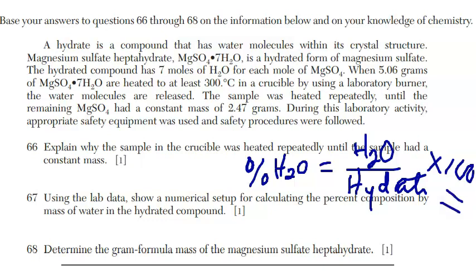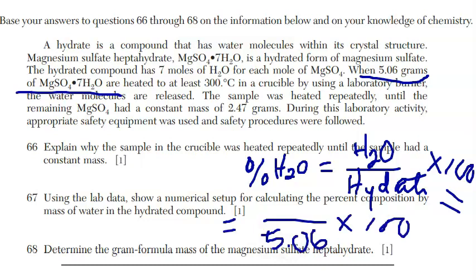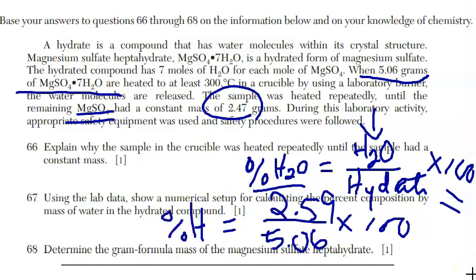That's part of the numerical setup, and now I've got to plug in the numbers. Going back into the reading passage, we had 5.06 grams of the salt, the hydrate, heated, so that is the whole mass. So the 5.06 goes in the denominator, and I need the mass of the water. Now this is where you have to make sure you understand what goes above. The sample was heated repeatedly until the remaining magnesium sulfate had a constant mass of 2.47 grams. If you plug 2.47 in the numerator, the top half of the fraction, you're going to get it wrong because we want to know the percent that's water. So that means we need the mass of water. Well, 5.06 minus 2.47 would give us the mass of the water that was driven off. Now, use a calculator to figure that out. And we want to put 2.59 here, over 5.06, times 100 for percent water. There is my numerical setup.